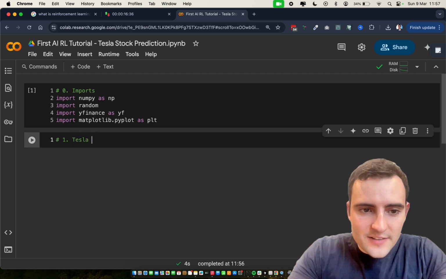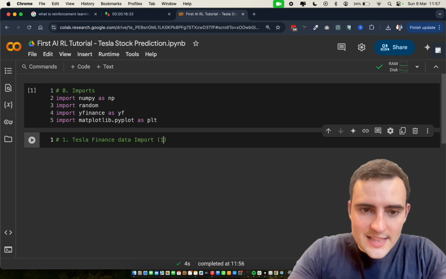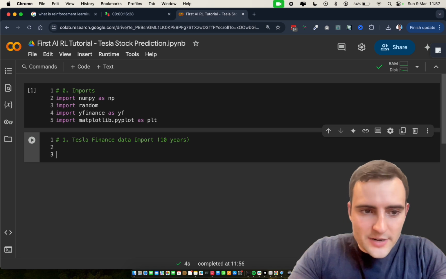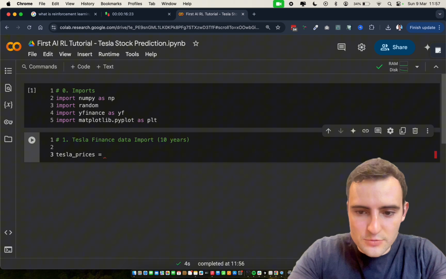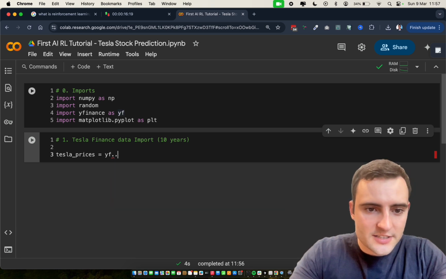So Tesla finance data imports, and I'm going to do like the last 10 years. So in a new line, I'm just going to write Tesla stock prices, which is Tesla prices, equals YF, which is Yahoo Finance, dot download.